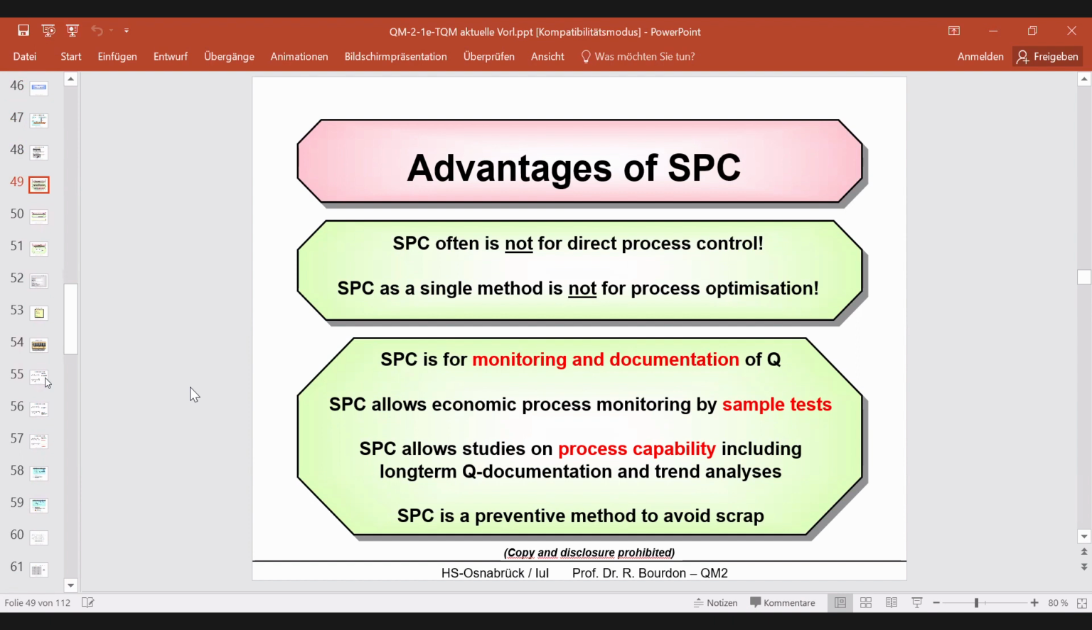In many cases, SPC is not a direct process control. It is more a monitoring of the quality. It's a documentation of the process or production quality. So SPC is for monitoring, for documentation of the quality. It allows economic process monitoring by sample tests, and it allows studies on the process capability, including long-term quality documentation. We will see what is meant with process capability a few sheets later on. SPC is a preventive method in the production to avoid scrap.